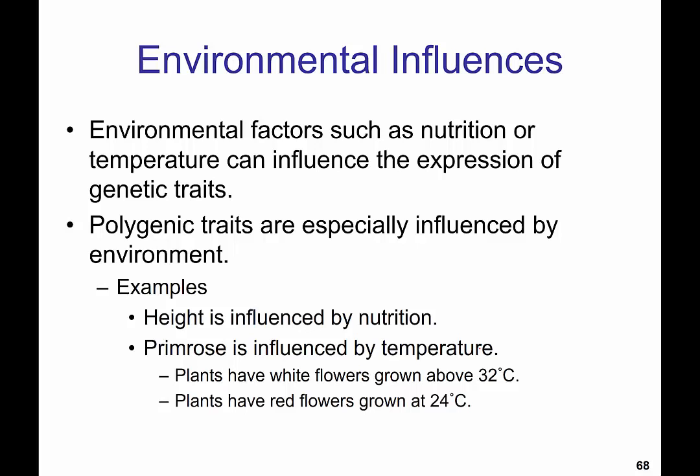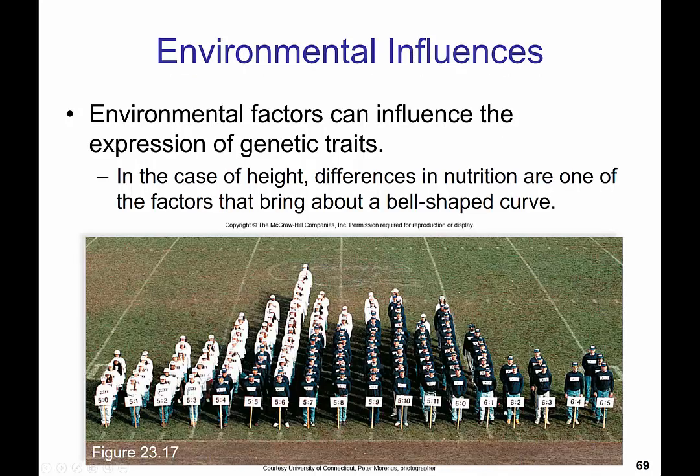We have height that's influenced by nutrition. The primrose is influenced by temperature. Plants have white flowers when they're grown above 32 degrees Celsius, and plants have red flowers when grown at 24 degrees Celsius. Looking at the case of height, we have differences in nutrition that are one of the factors that bring about this bell-shaped curve.